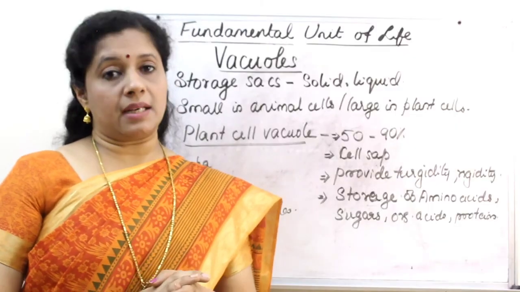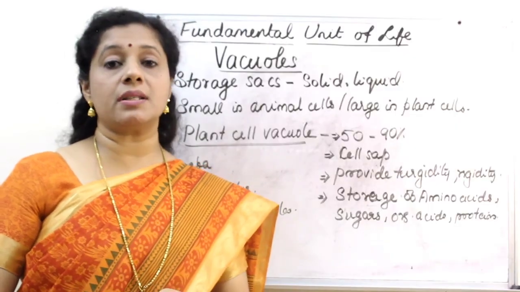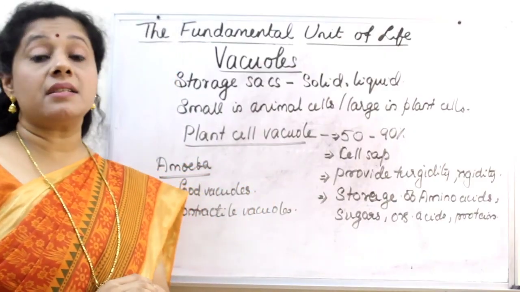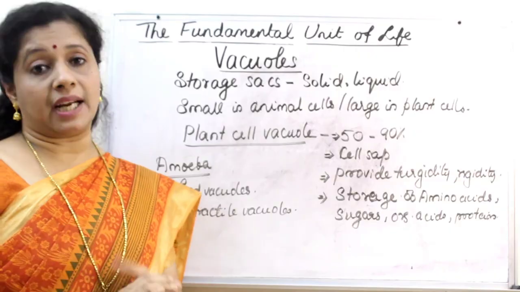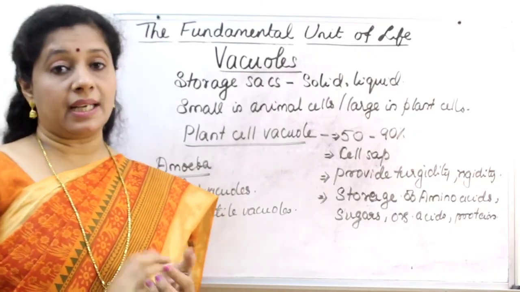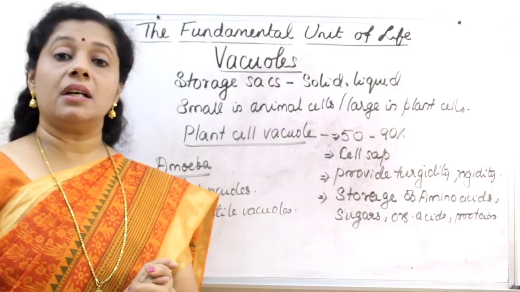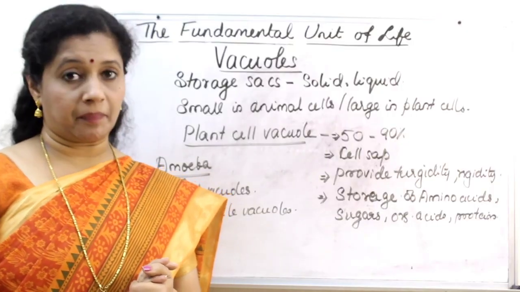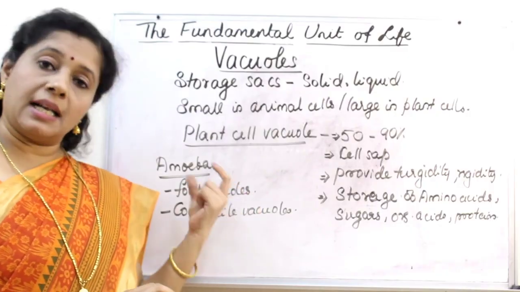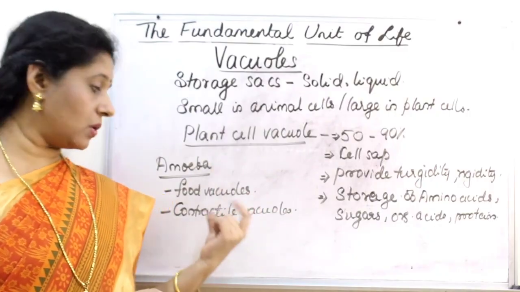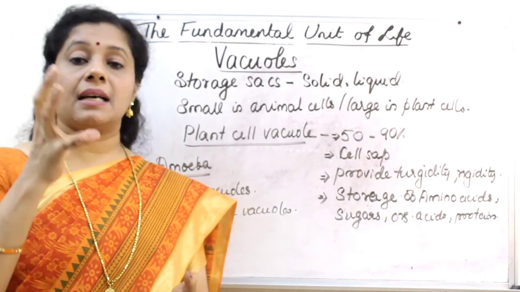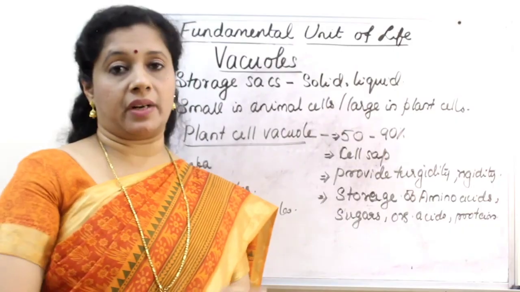But when it comes to animals, they have many small vacuoles. But in unicellular organisms like amoeba, they have specialized vacuoles called food vacuoles, in which the food they consume will be there. In the first video, I explained endocytosis. There we learned how the food vacuole is forming. So, apart from that, some unicellular organisms, in amoeba it is there, other organisms also, they have something called contractile vacuoles. Means the vacuoles which have the ability to contract.